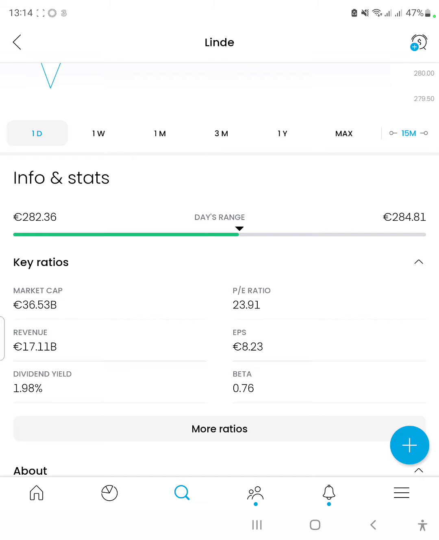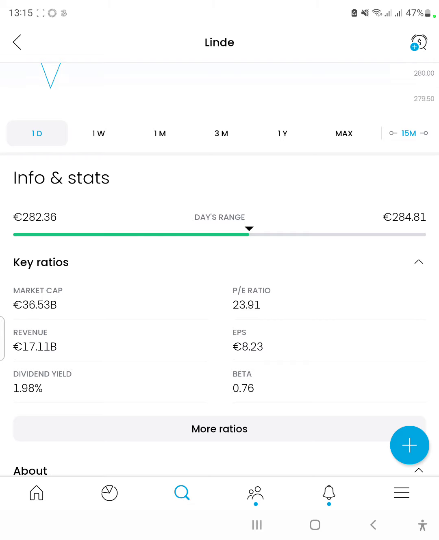The revenue figure, the total sales for the last financial year, was 17.11 billion euros, and the earnings per share, as we said previously when looking at the PE ratio, is 8.23 euros. Let's just check the dividend yield. For the dividend yield, we look for a yield of 5% or higher.